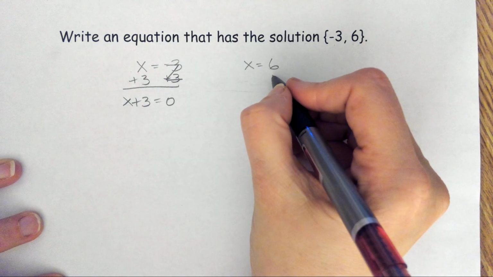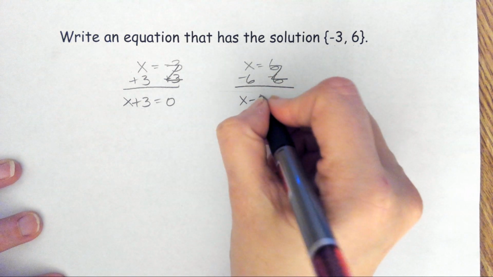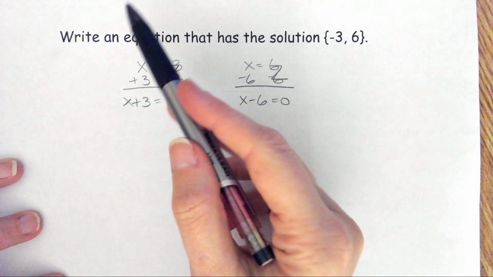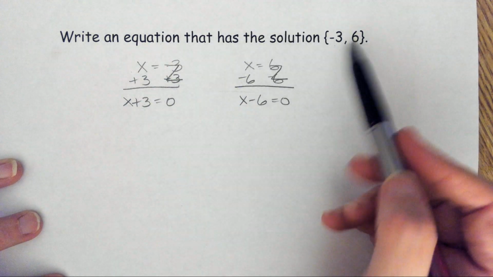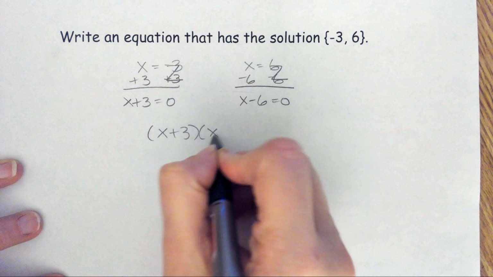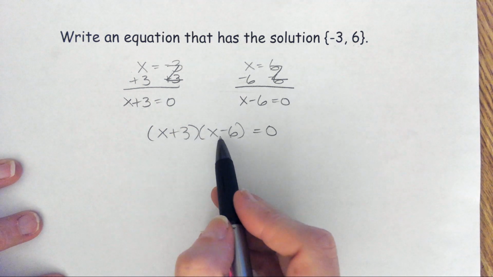I'm going to do the same thing here. I'm going to zero out that side, and I have x minus 6 equals 0. So now, instead of having these written as solutions, I have them written as factors. So I can take those factors and set them equal to 0. Well, look at this. I got two factors.